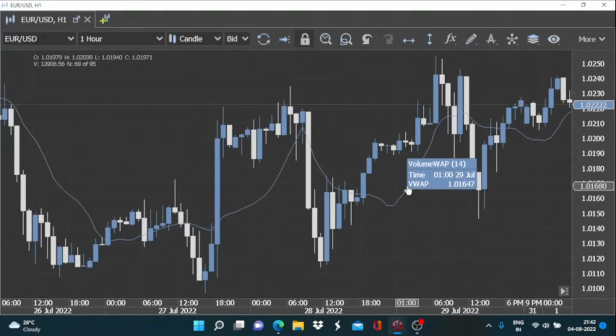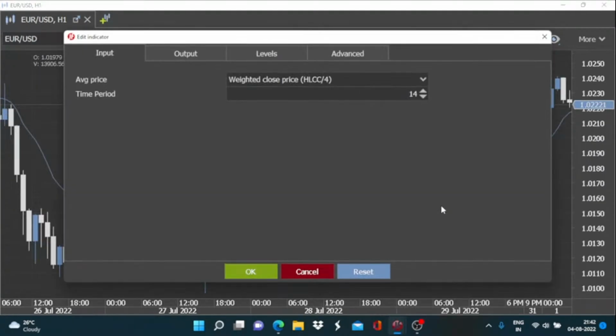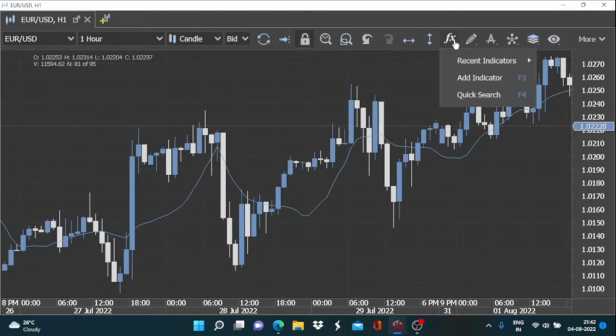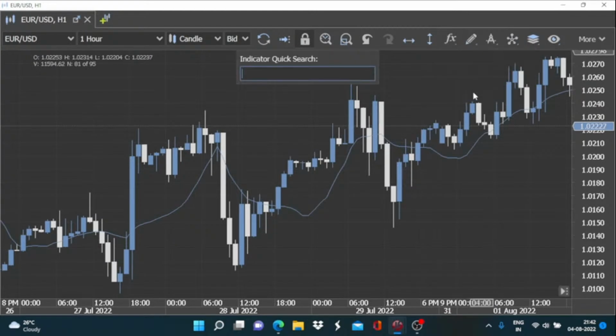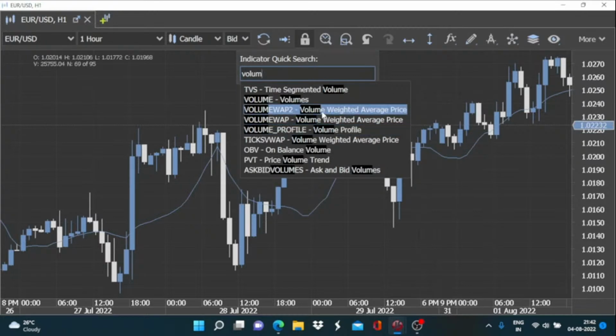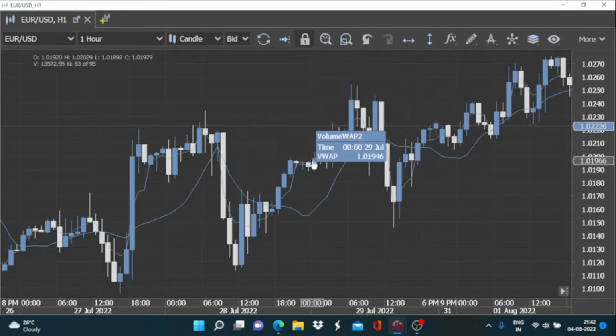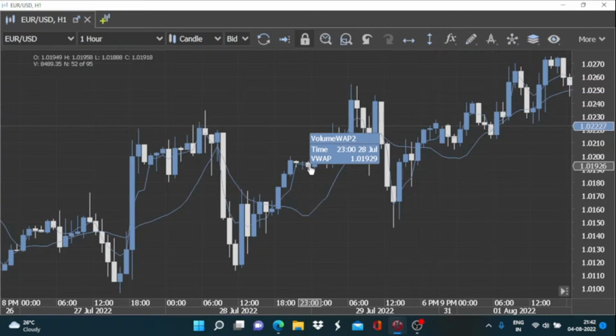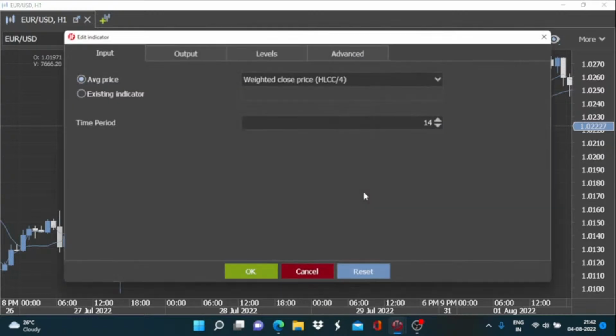So these are the combinations provided to you. Now we can make a volume weighted average price of another average. So if I say, for example, I add another volume weighted average price of, say, a lower time frame, and then I can take the volume weighted average of this other indicator. So here you get this option also.